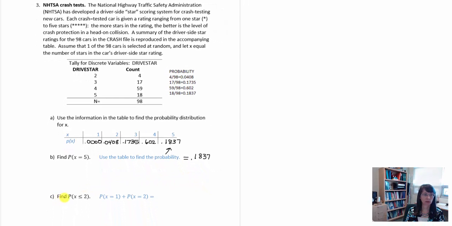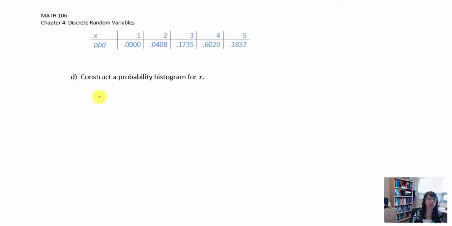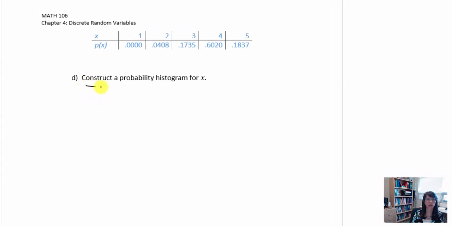For part C, we're looking for the probability of a star rating less than or equal to 2. So since equal is included, we're looking at the probability X equals 1 added to the probability X equals 2. So adding 0.0000 to 0.0408, that total is 0.0408. Our final question is wanting us to construct a probability histogram for X.